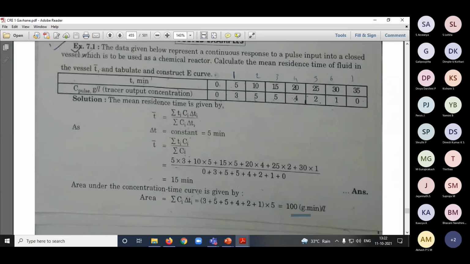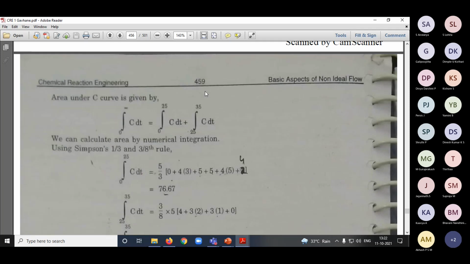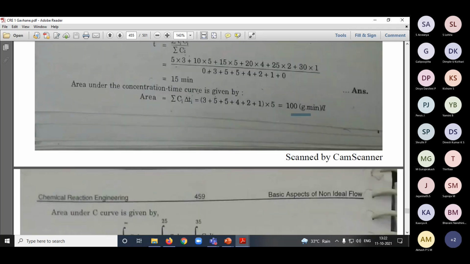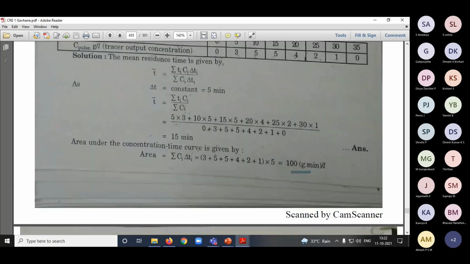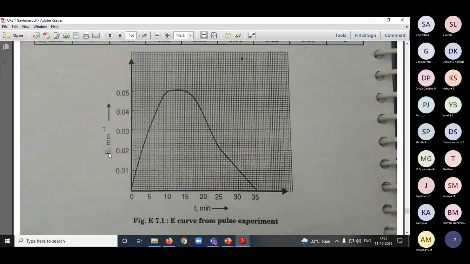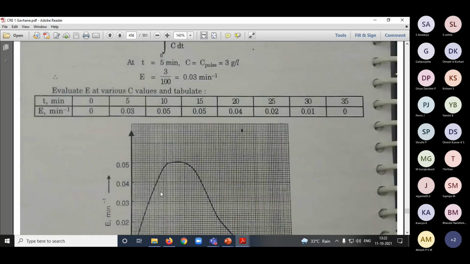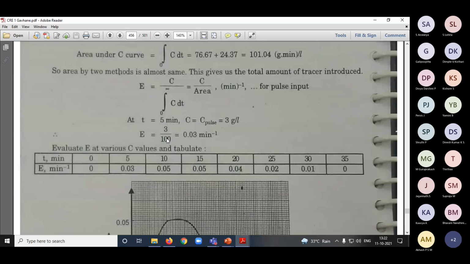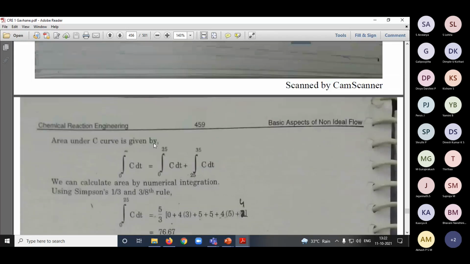Now you have to calculate the E curve. That is what is being done. Now you have to calculate the area under the curve. Either you can do it like this or you can do Simpson's rule, right? So let us see the area under the curve. This is the area under the curve, E versus T. So you have to calculate E. What is E? E is this. So you have to calculate the area under the curve. Area under the curve is 0 to infinity C dt. So C dt, area under the curve 0 to infinity.